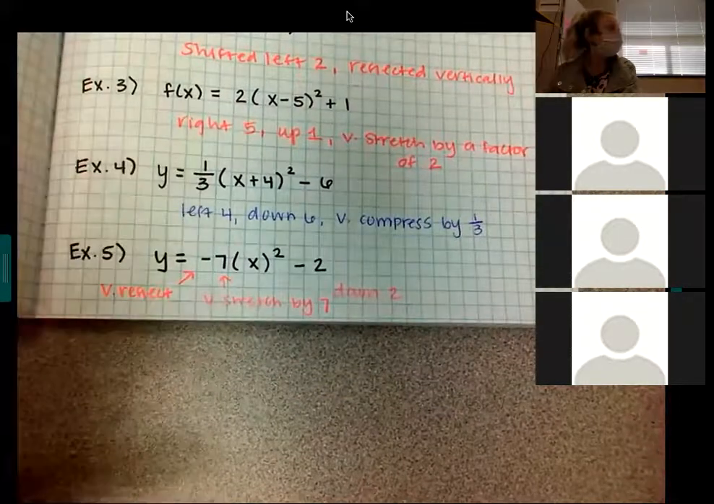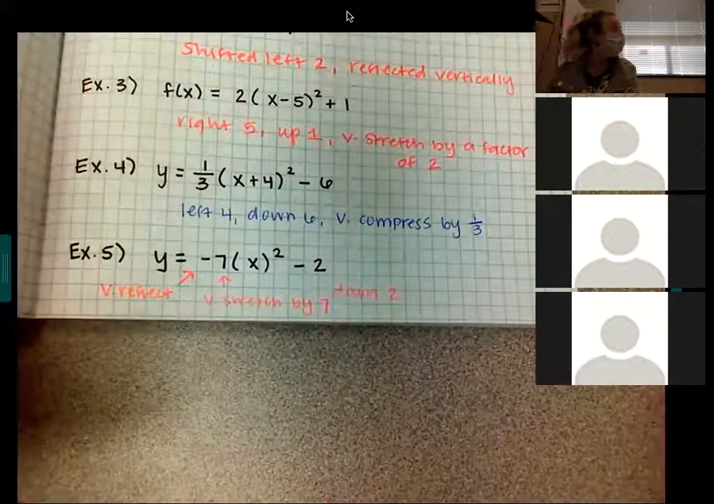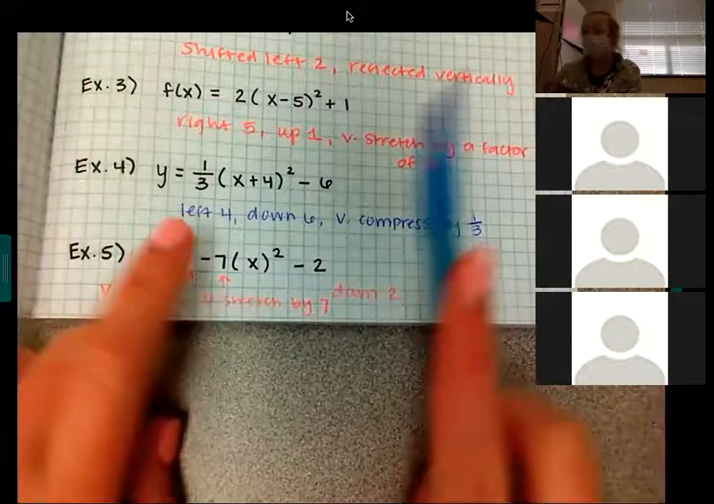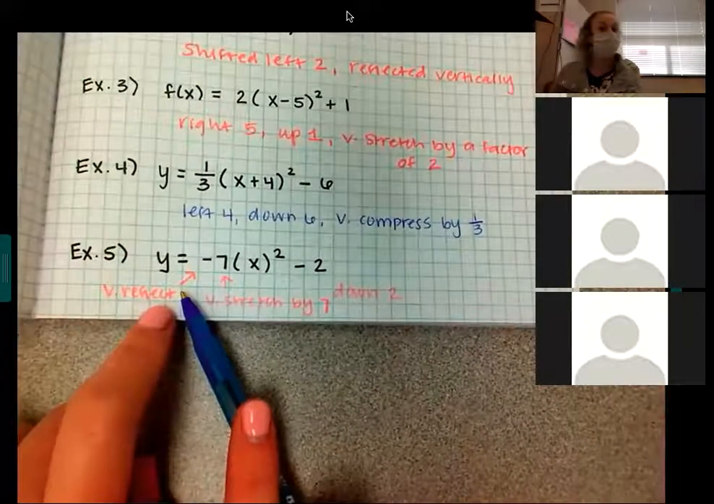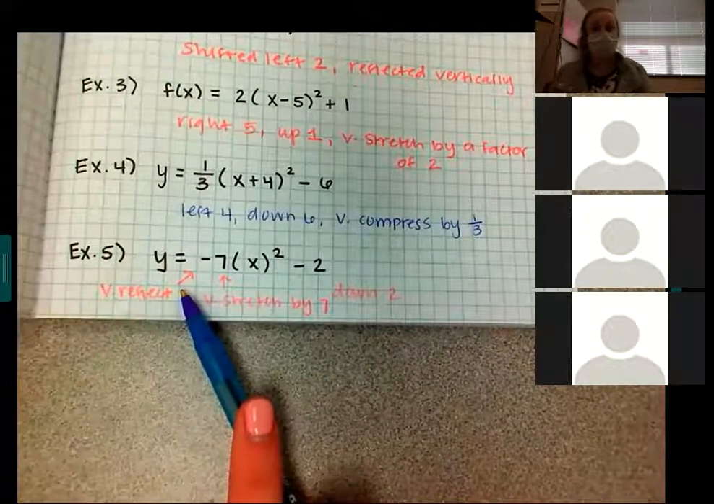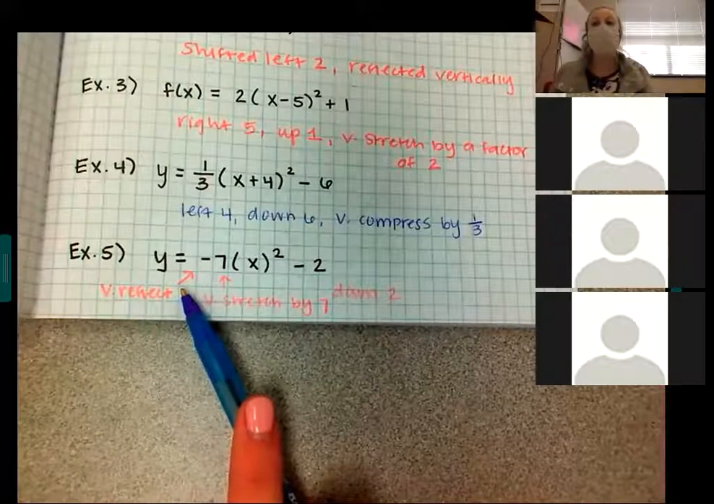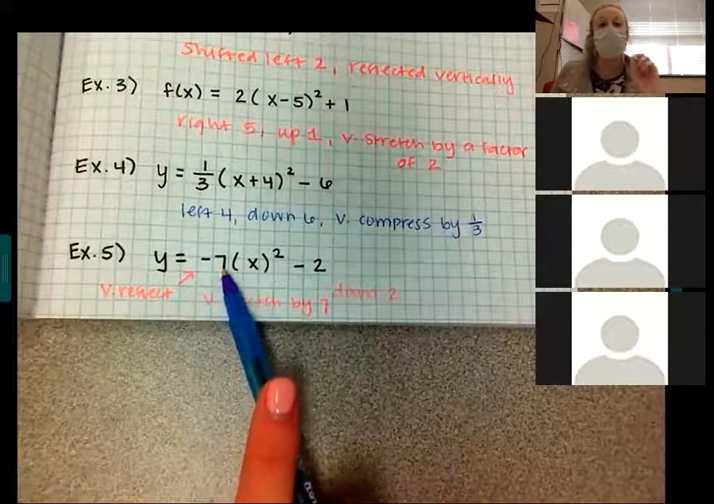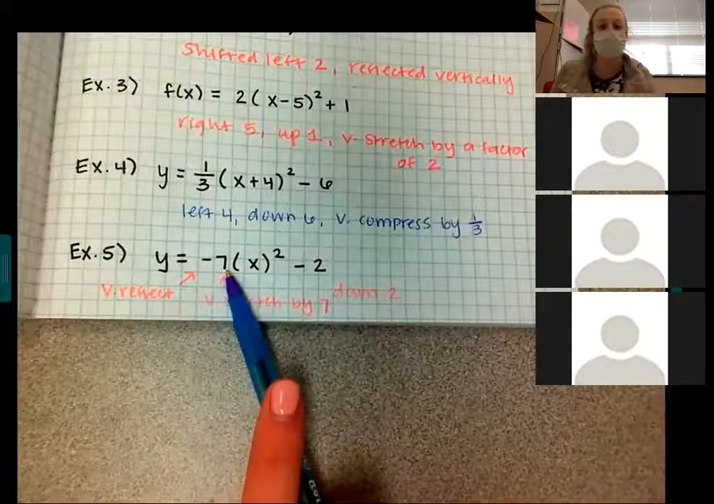Are we okay with naming transformations? If you're not, you're gonna struggle on this next part, so I need to know now. Any questions? Is anybody confused by this negative right here? So you always only look at the number for A? Yes, very good. So the negative will just mean it's reflected. The number tells you if it was stretched or compressed.